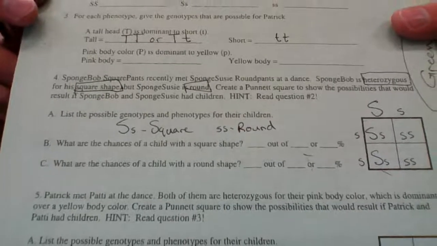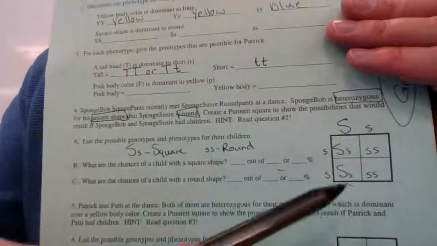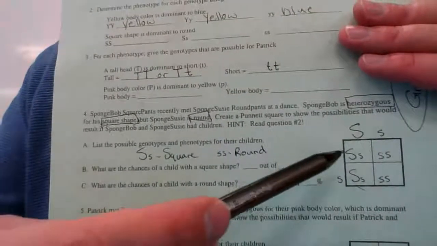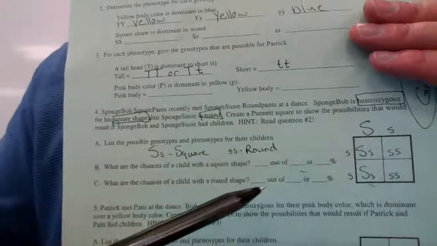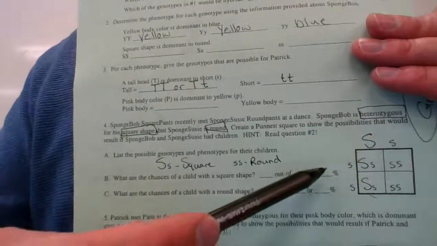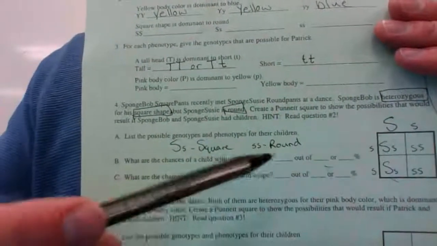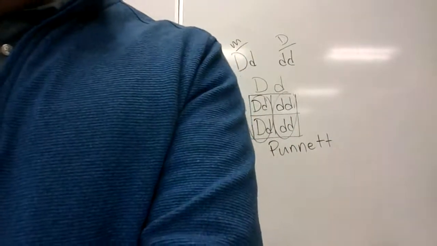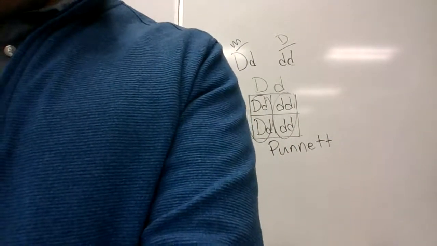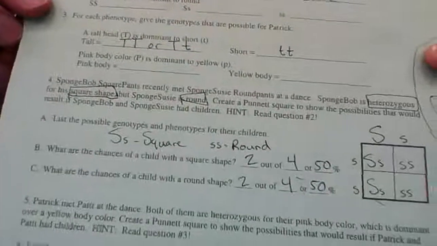Let's look at B. So now what are the chances of having a child with square shape? Well, that would be square, that would be square. Right there and right there. Big S, little s. So that's 2 out of 4, or 50%. And the chance of having a round shape is 2 out of 4, or 50%. So there's that. Okay, there's number 4, all completed for you.